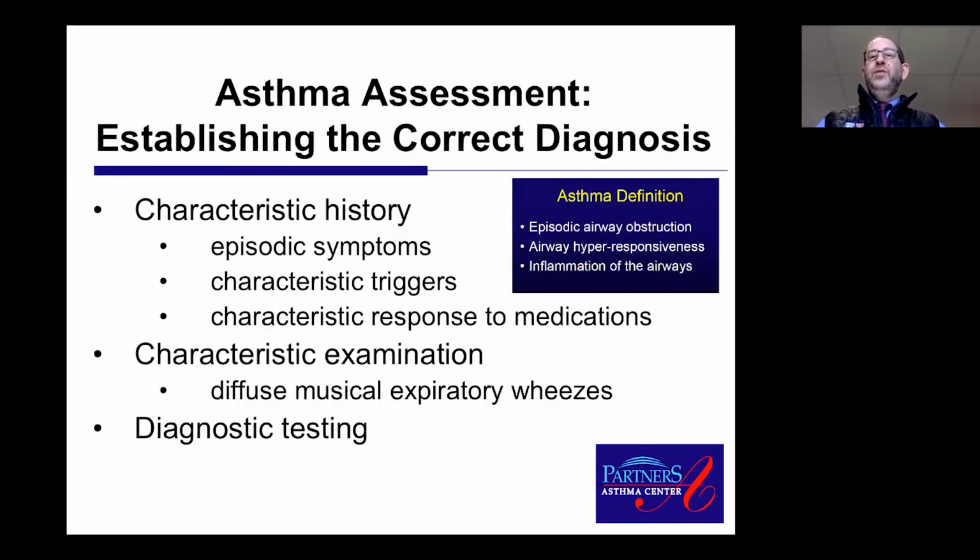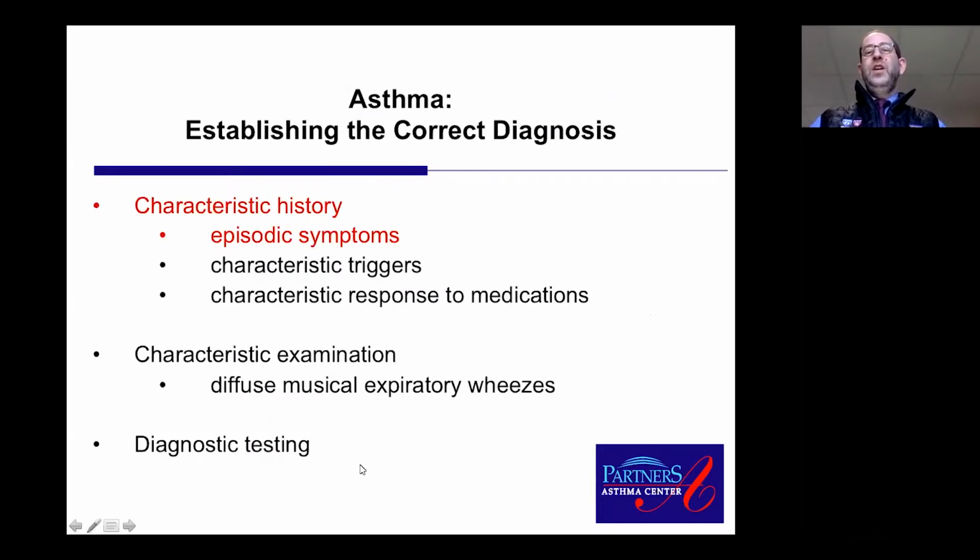So this relates to establishing the correct diagnosis for your patients. Generally speaking, we define asthma as episodic airway obstruction, airway hyperresponsiveness, and inflammation of the airways. First we look for a characteristic history, then a characteristic examination, and then diagnostic testing. Let's take these in order. Let's start with the history.